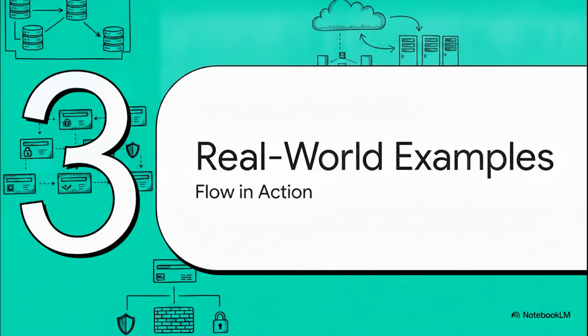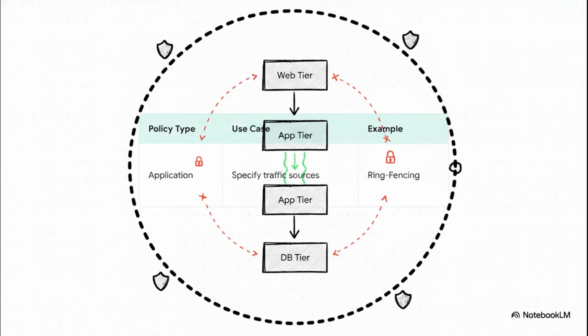Section 3. Real-world Flow examples. Seeing microsegmentation in action. Let's move into the practical application phase to really ground this theory in real data center scenarios that you're definitely going to see on the test. And this brilliantly illustrates our first concrete example, application ring fencing.